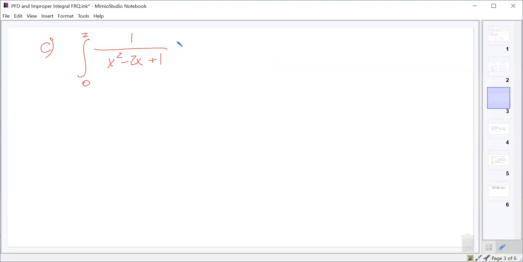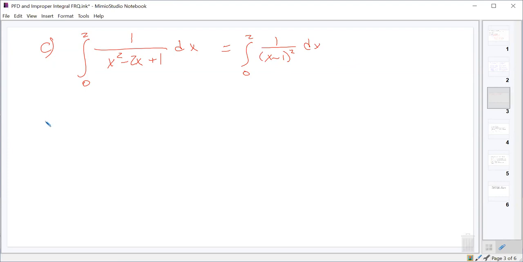So we'll note what about this integral? When we factor the denominator, we end up with x minus 1 squared, yeah? Which tells us that there's a vertical asymptote at x equals 1, which tells us that this is an improper integral that needs to be split into two different integrals.